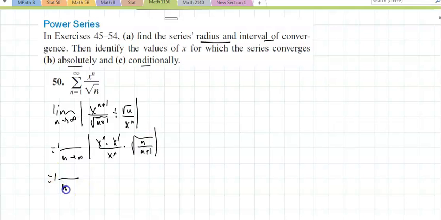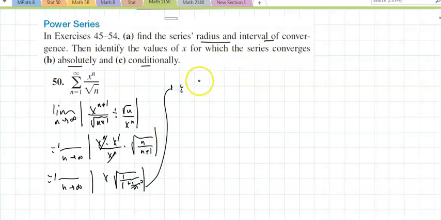That would be the limit as n approaches infinity of x times the square root of 1 over 1 plus 1 over n, dividing by the highest power term in the denominator. So altogether, I get the limit to be the absolute value of x. And to match the book, you just want an x in there. You say less than 1, that's the radius. And the interval of convergence, you solve that. That means x is between negative 1 and positive 1.